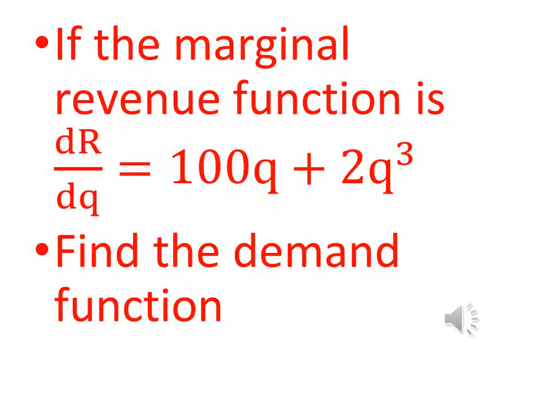How to integrate that? 100q is equal to 100q^2/2, plus 2q^3 is 2q^4/4, plus constant, leave it. So R, the revenue, or the demand, is equal to 100q^2/2 plus 2q^4/4 plus C, the constant.